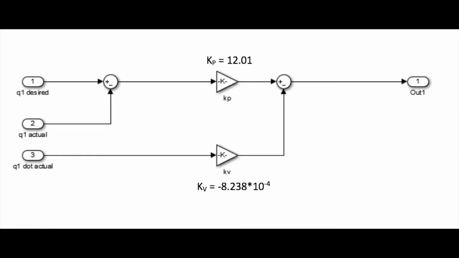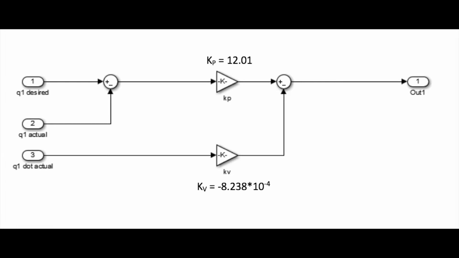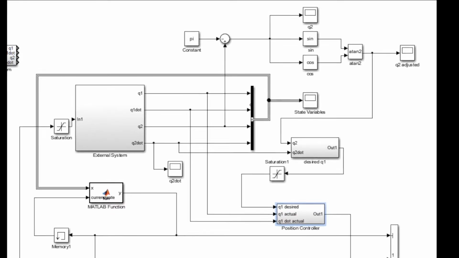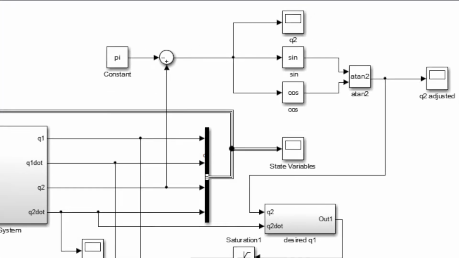In order to ensure that our system is responding quickly and efficiently, we designed a controller with 5% overshoot and the time to peak as 0.15 seconds. We solved the transfer function for the subsystem and compared this with the characteristic equation and found Kp and Kv values.